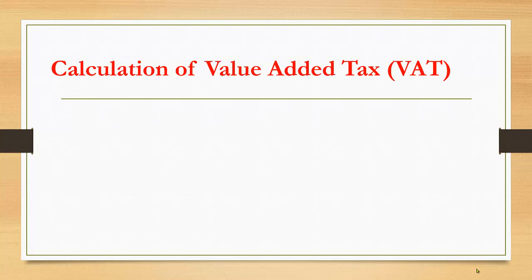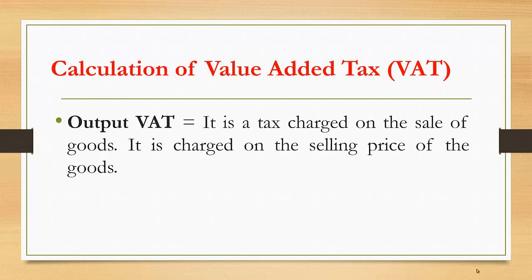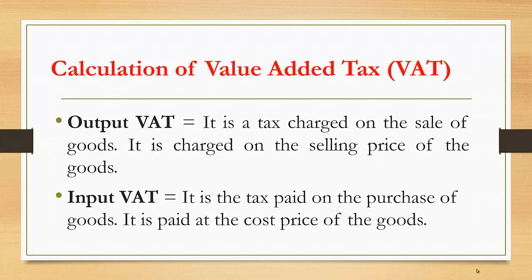Viewers, let's have a look at the calculation of value added tax. When we talk about value added tax, we have two types of taxes. One is called output tax, and the other one is called input tax. Output tax is a tax which is charged on the sale of goods. It is charged on the selling price of the goods. If I am the seller and I am selling something, the tax which I charge from a customer will be output tax.